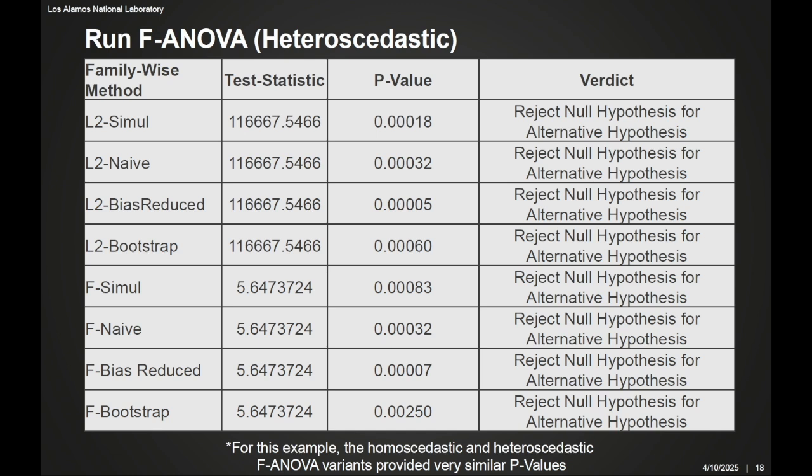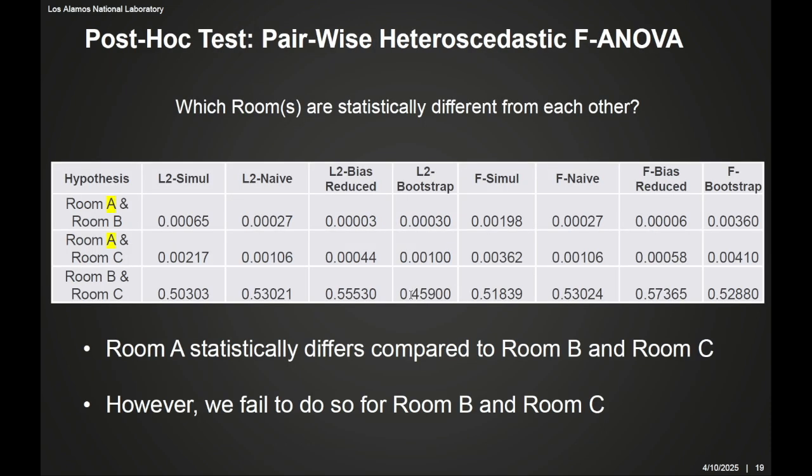But here, among the L2 and the F-type, all the p-values are incredibly small. And when I ran this also with the homoscedastic assumption, the p-values were slightly different, but also pretty small. So there's very little difference, at least for this particular data set. So we would conclude that the means are statistically different because the p-values are much smaller than the 0.05 we stated. But then we need to do a post hoc test.